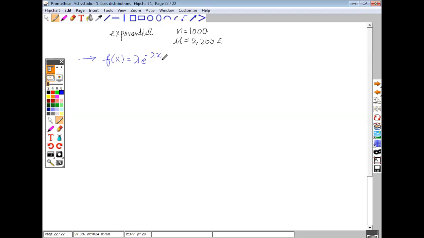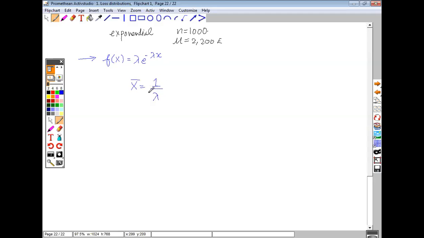Substitute the values. Substitute the values where and for what? Lambda will be 1 by mu. And how do you know that? Because the mean of exponential is 1 upon lambda. It is 1 upon lambda, right? Okay, so the mean of the distribution is 1 upon lambda.